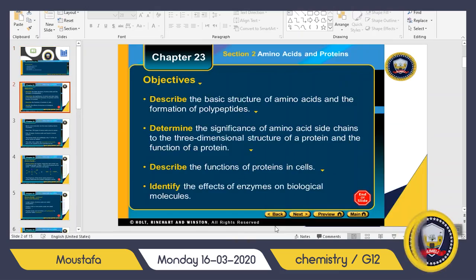We finished describing the basic structure of amino acids and the formation of polypeptides, and we understand the meaning of polypeptides. Also, we described the functions of proteins in cells. Today, we will start to determine the significance of amino acid side chains, the three-dimensional structure of a protein, and the function of proteins.